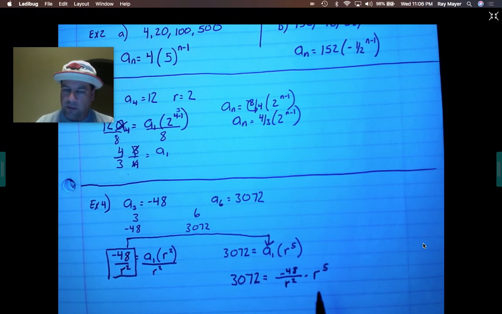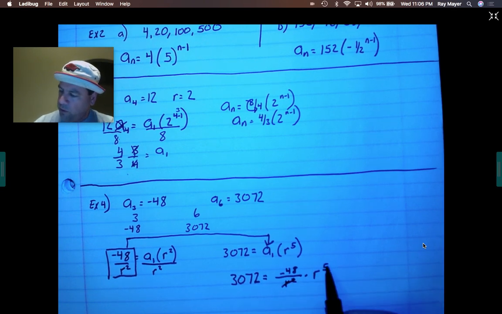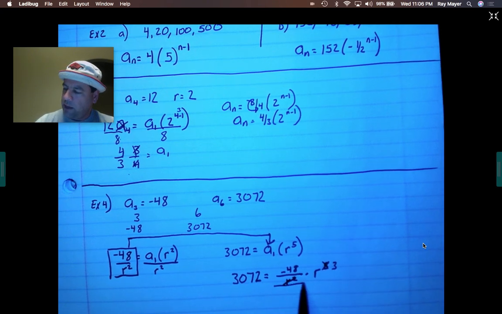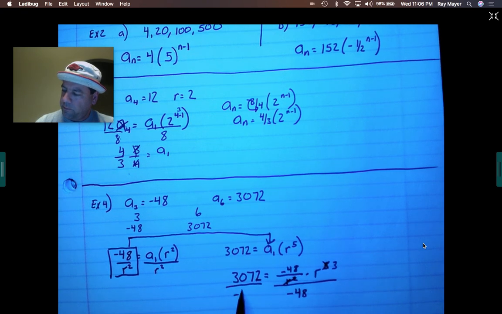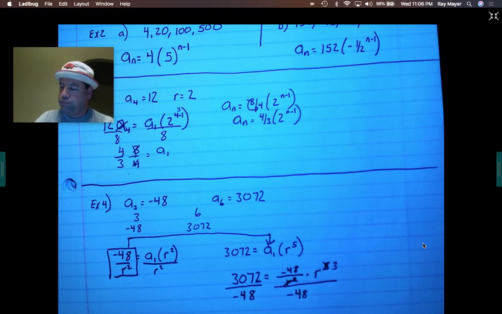And then if you guys can remember, we have 5 r's on top and 2 r's on bottom. So 2 of those cancel with 2 of those, leaving me with 3 of those. Let's divide it by negative 48.